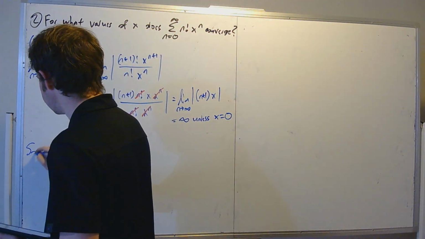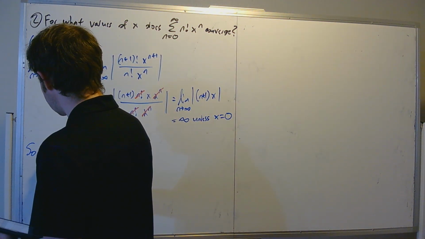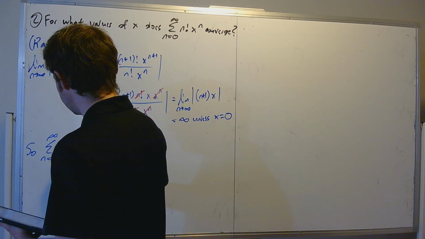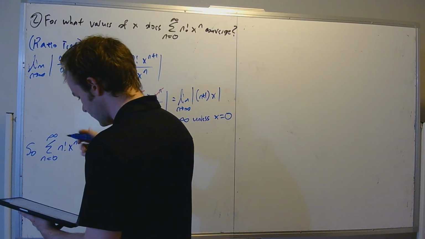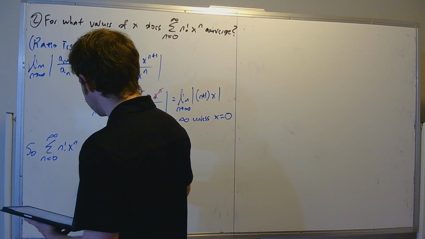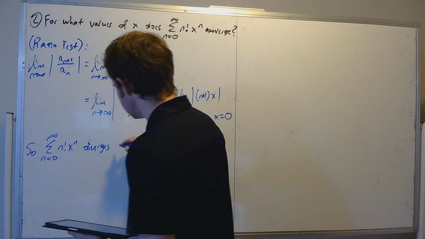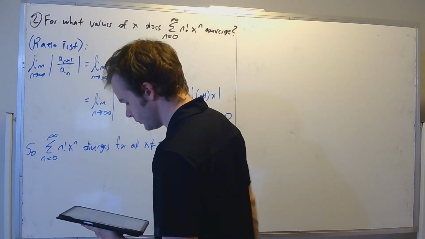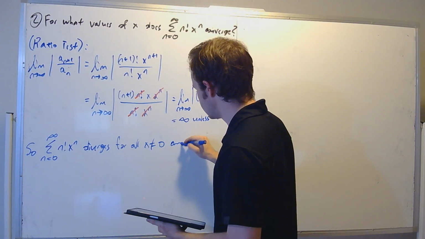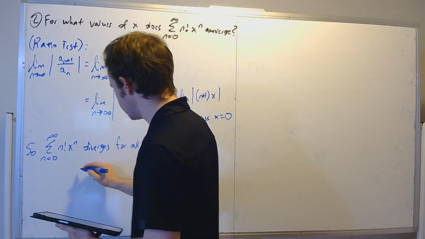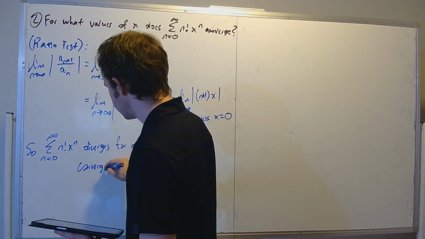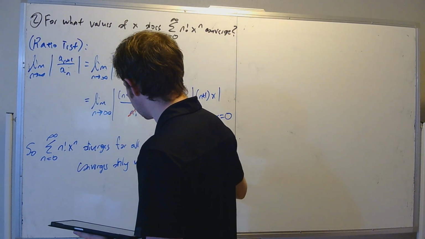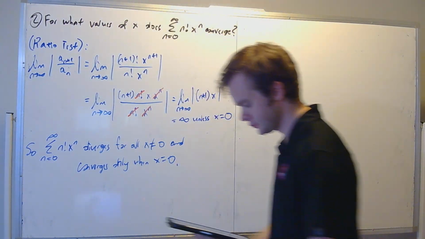So the sum from n equals 0 to infinity of n factorial times x to the n diverges for all x not equal to 0 and converges only when x equals 0. Okay.